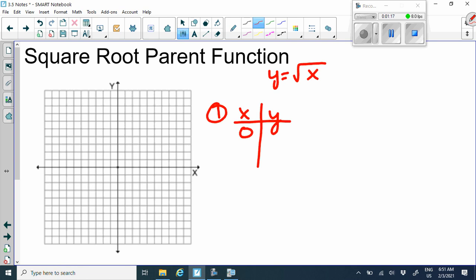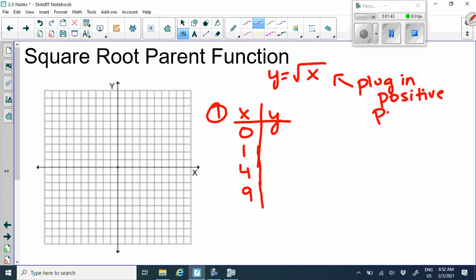So maybe thinking about, okay, what are perfect squares that are positive? Well, the next number is 1. So don't forget, 1 is a perfect square. And what's probably the next one? 4, and probably 9, right? We could do 16, but that's going to go off the graph, okay? So we want to plug in positive perfect squares because that allows us to get nice numbers out.